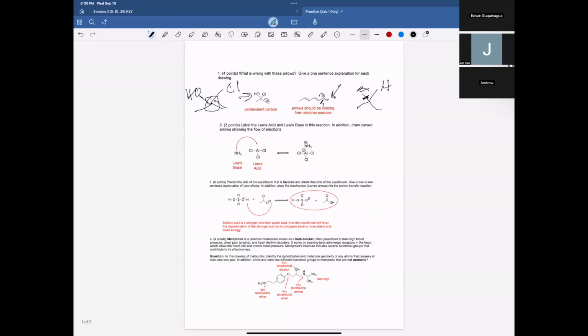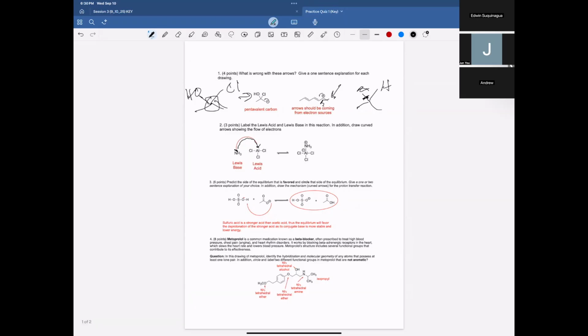Next, this is just a definition. A Lewis base is donating electrons, and a Lewis acid is accepting electrons. So you can see that the N is giving its electrons right here, and it's sharing them with the aluminum.